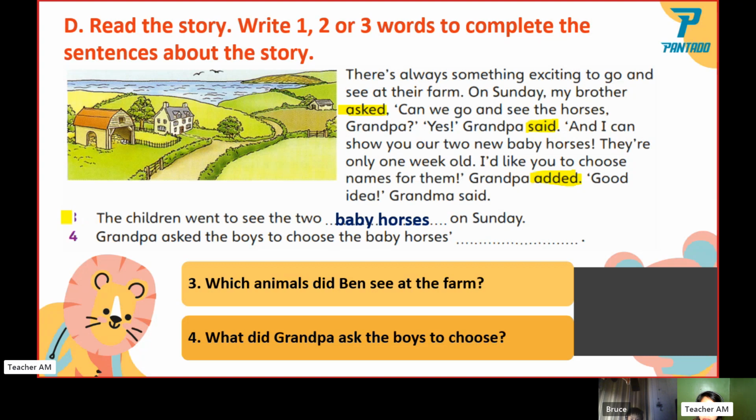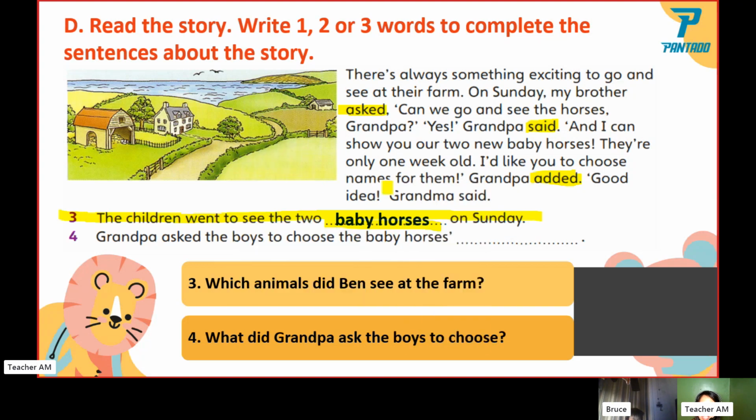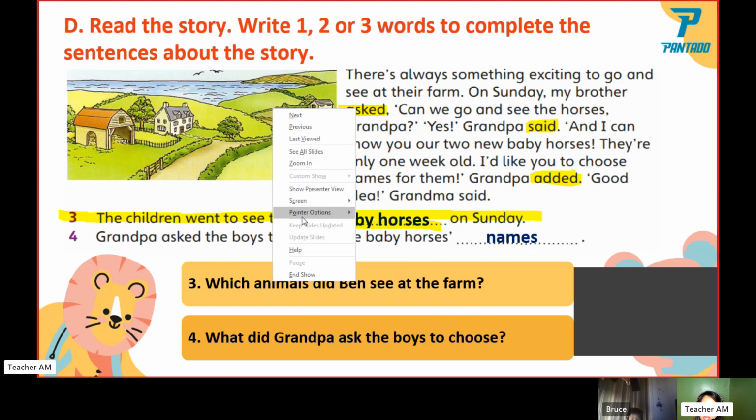Can you please read number three, the children? Yes, I can. The children went to see the two baby horses on Sunday. Very good. That Grandpa is the answer. Grandpa asked the boy to choose the baby horses' names. Very good. That's right. Okay, so can you please repeat these words, Bruce?